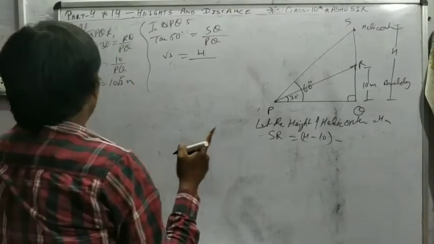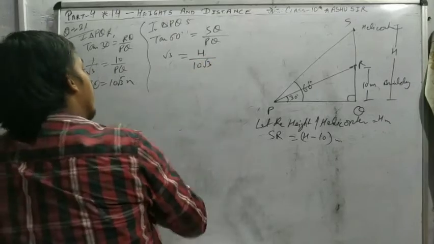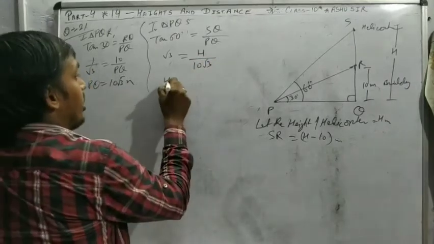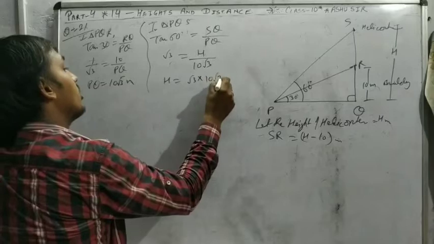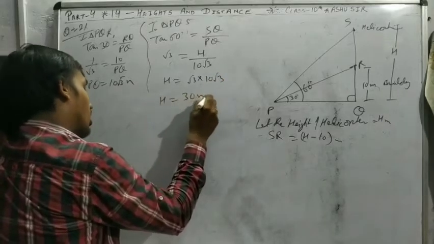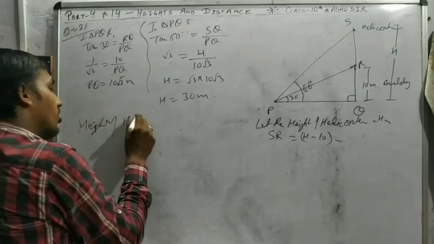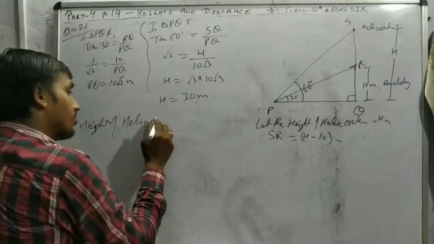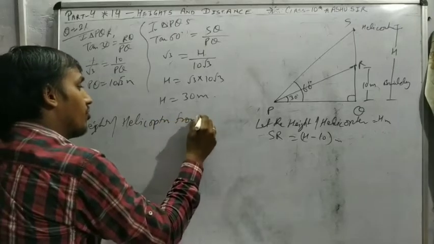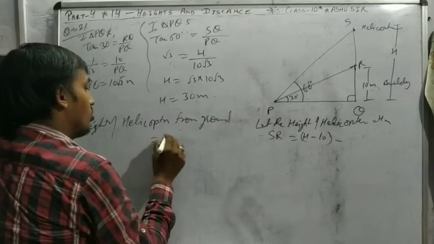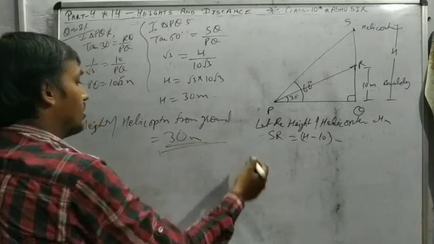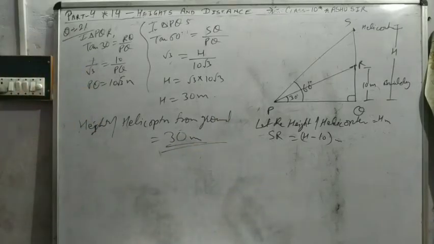What is the value of PQ? 10 root 3. So h is equal to root 3 into 10 root 3. So that is 30 meter. So the height of the helicopter from the ground is 30 meter. Any problem? So pause the video and note down.